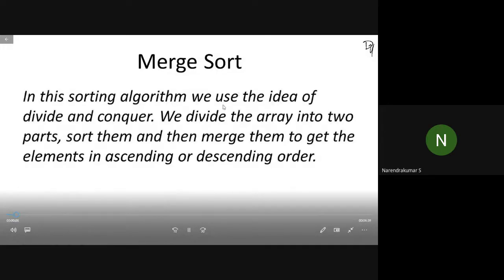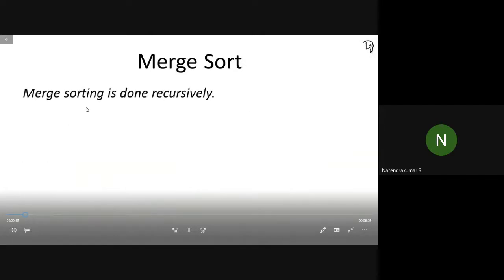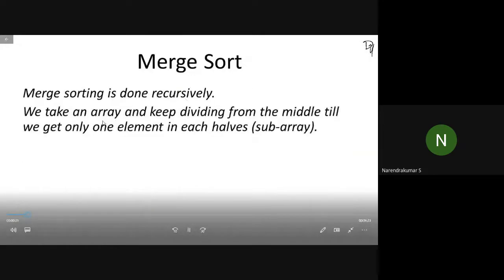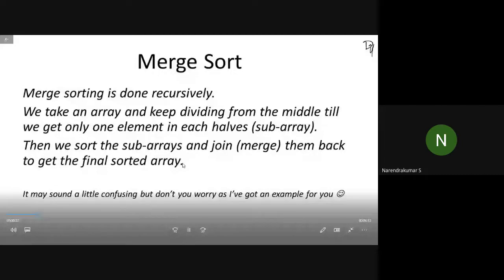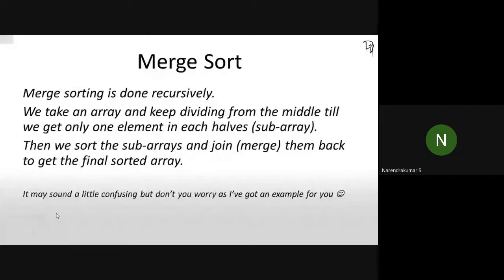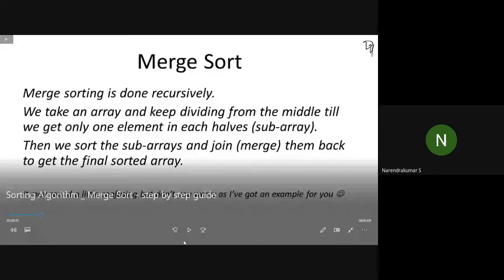In the sorting algorithm, we use the idea of divide and conquer. We divide the array into two parts and sort them and then merge them to get the elements in ascending or descending order. So merge sort is done recursively. We take an array and keep dividing from the middle till we get only one element in each half. That is called a subarray. Then we sort the subarray and join them back to get the final sorted array. It may sound a little confusing, but don't worry, with the example you will understand the whole scenario.